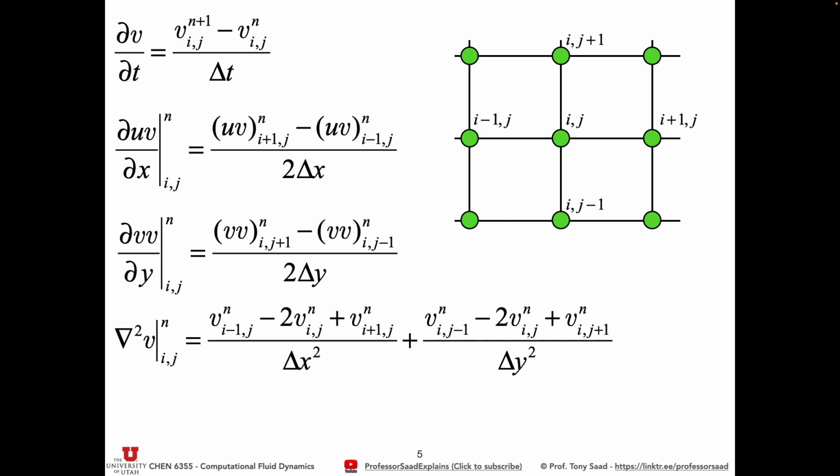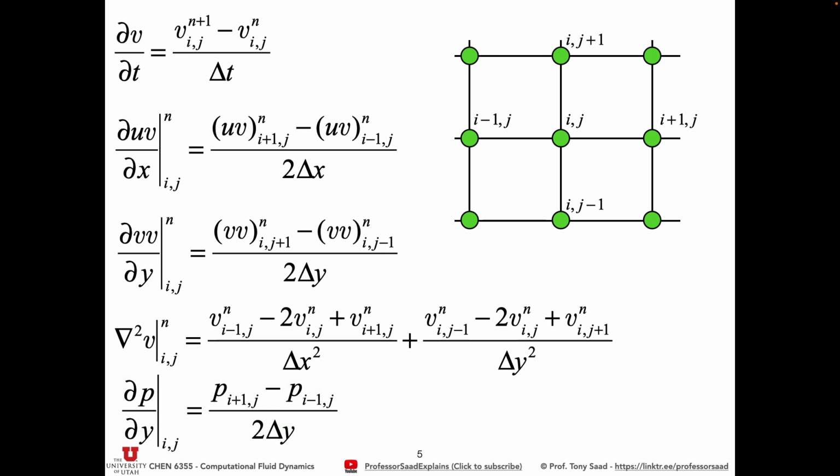Diffusion term for the y momentum. Again, you have two derivatives here, d2v by dx squared plus d2v by dy squared, right? And then finally, dp by dy, which is the pressure gradient in the y direction. You have p_{j+1} minus p_{j-1} over 2 delta y.